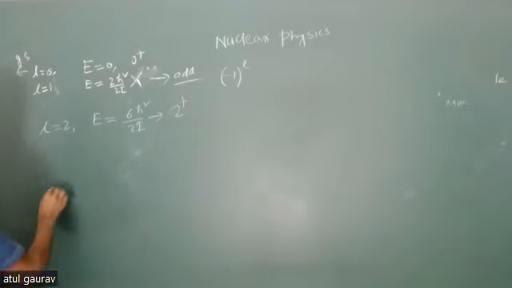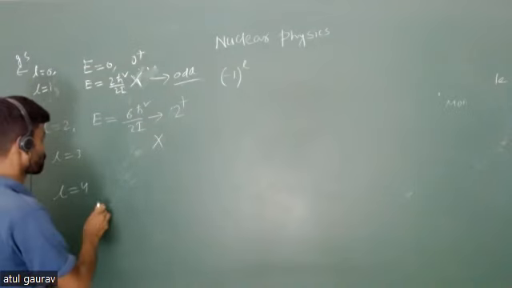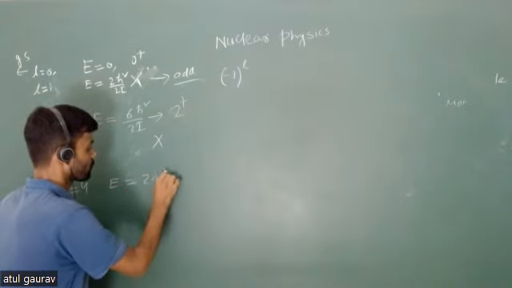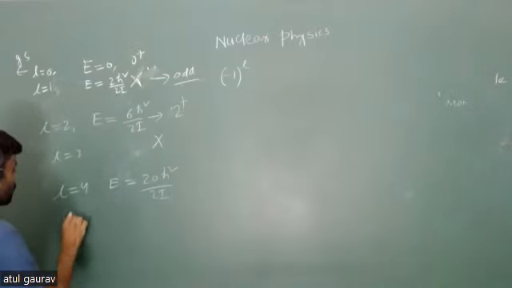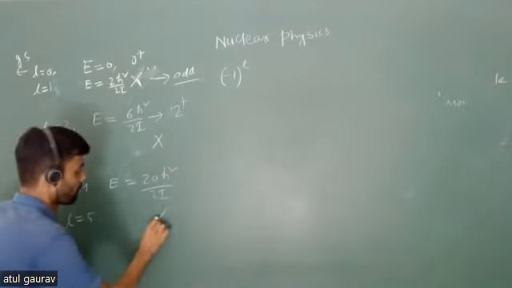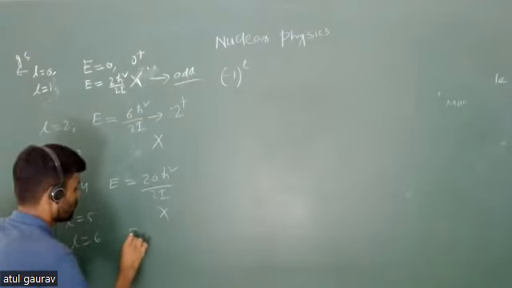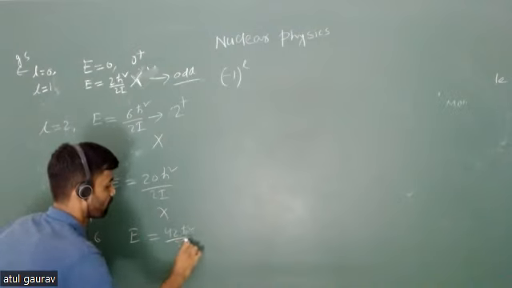Then L equals 3 will not be allowed. I am not writing it here, but you can write the energy also. Then L equals 4 gives 20 H cross square by 2I, right? Then L equals 5, again not allowed. L equals 6 gives 42 H cross square by 2I.